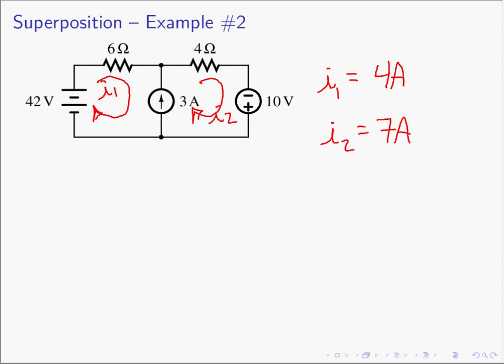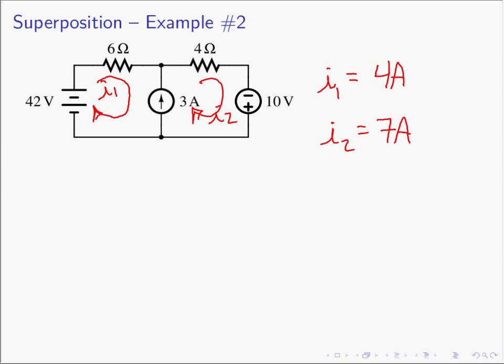So the first step in superposition is to figure out how many independent or uncontrolled sources we have. And in this case, we see we have 3. We have a 42 volt voltage source, a 3 amp current source, and a 10 volt voltage source. So we have 3 independent or uncontrolled sources. So I expect to work this problem 3 times, add up 3 numbers, and get the answers 4 amps and 7 amps in the end. So we need to kill all the sources but one.